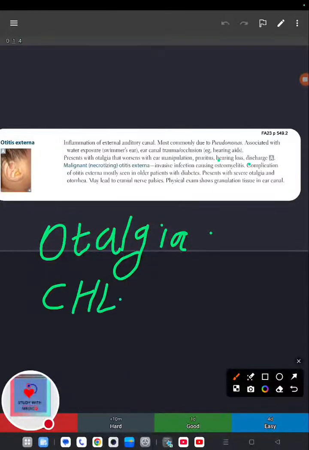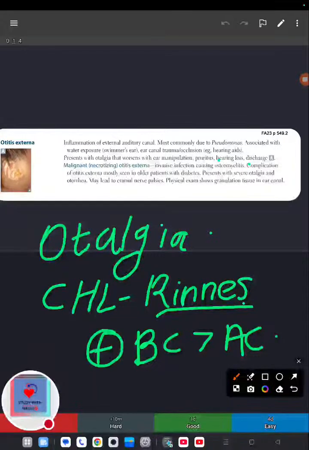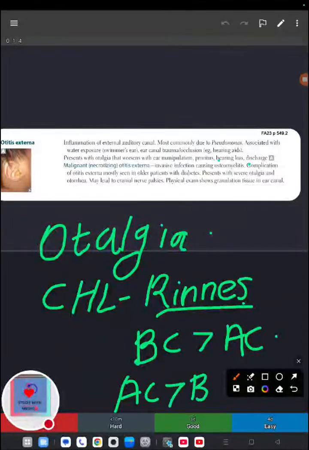What happens in conductive hearing loss? Rinne will be positive or negative? Tell me quickly. What will be the Rinne? Here bone conduction is more than air conduction. What is normal? Normal is air conduction more than bone conduction. But here in conductive hearing loss, bone conduction is more than air conduction.